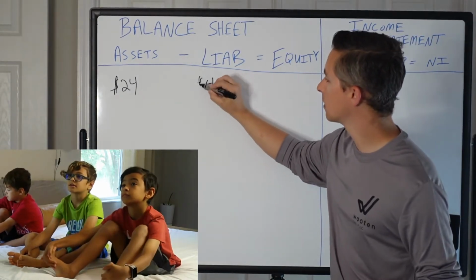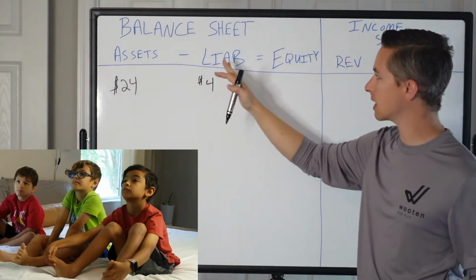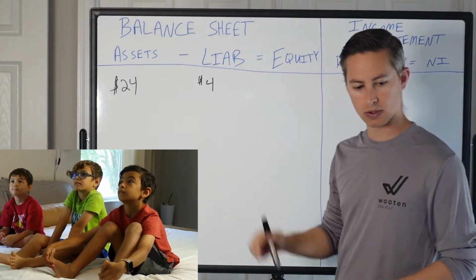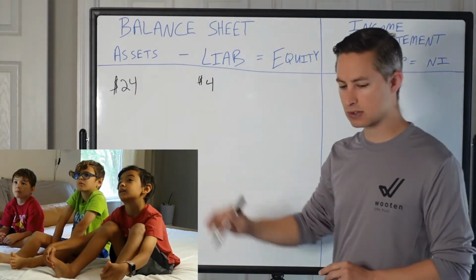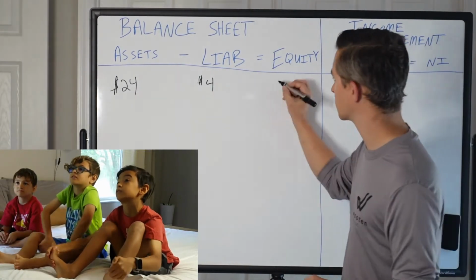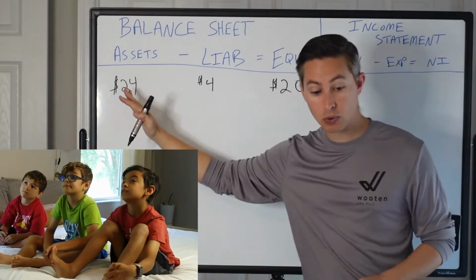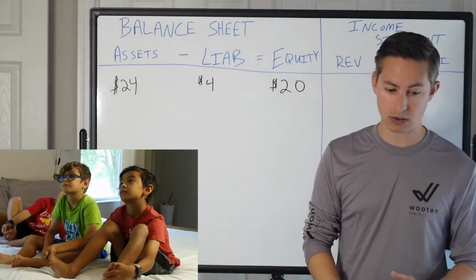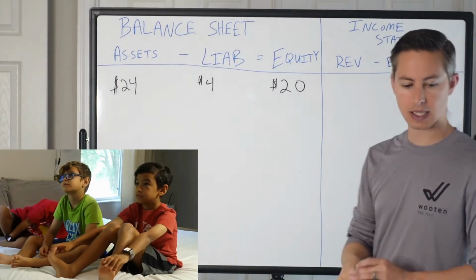You owe me $4. Now your balance sheet is assets minus liabilities equal equity. So how much equity do you have? So 24%, 20%. These aren't percents, these are dollars. $20. Okay. So you have $24, but do you really have $24? No, because you owe someone else $4. So you actually only have 20. That's the equity in the business.